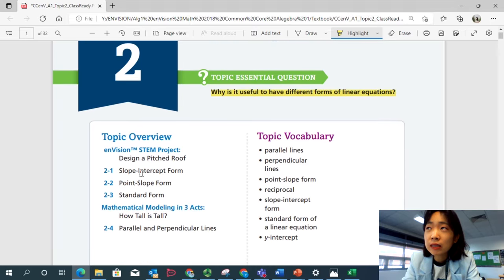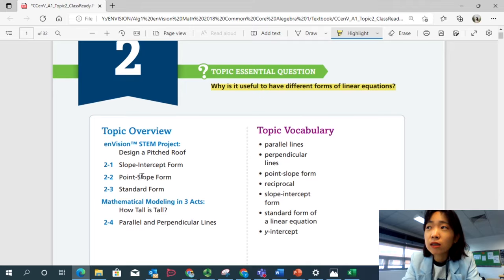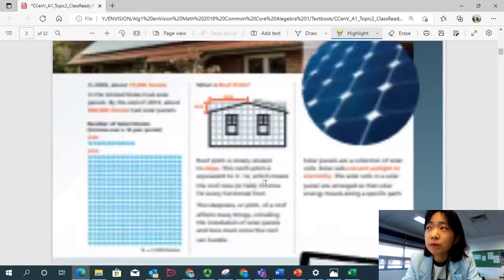We have 4 lessons in this topic, and it includes slope-intercept form, point-slope form, standard form, and parallel and perpendicular lines. So the topic vocabulary would be parallel lines, perpendicular lines, point-slope form, reciprocal, slope-intercept form, standard form of a linear equation, and y-intercept. We will start with slope-intercept form in lesson 1.